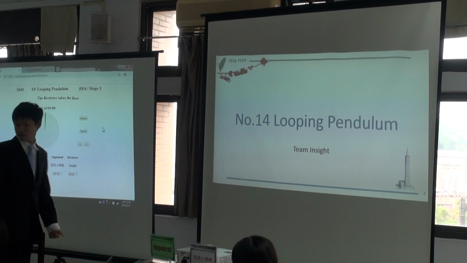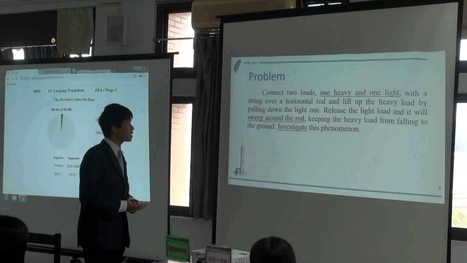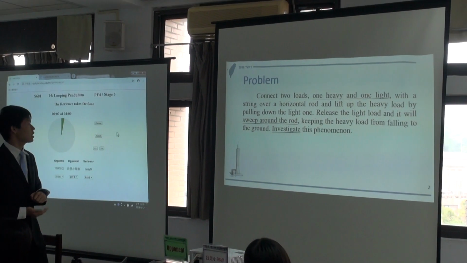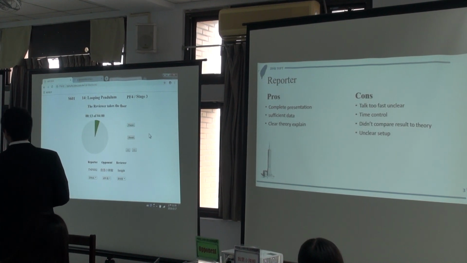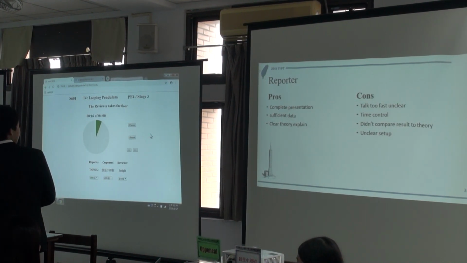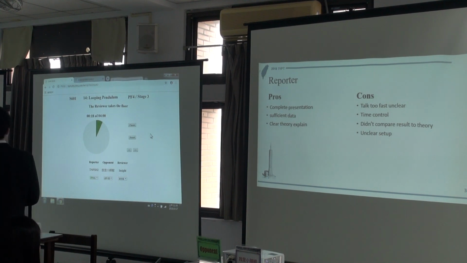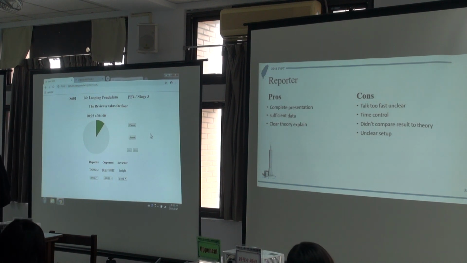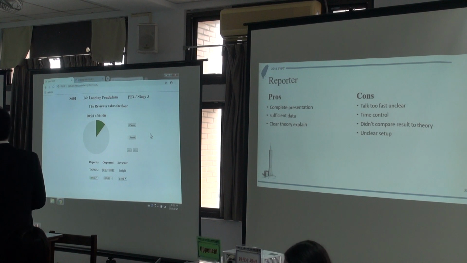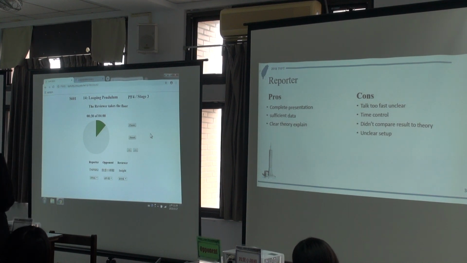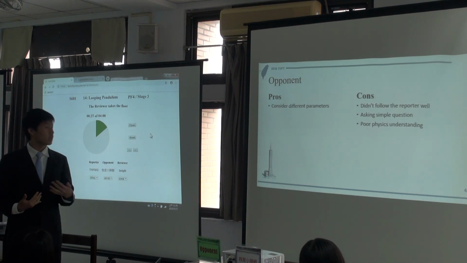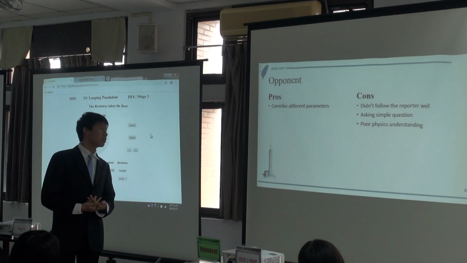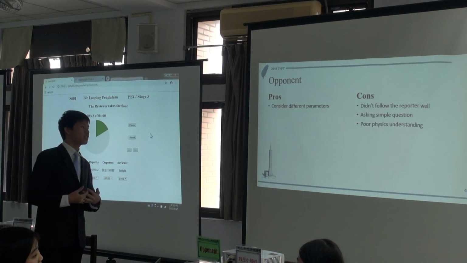So here's the problem statement. I think the point is that we need to connect one heavy and one light object, and we will swing around the rod and investigate the phenomenon. For the reporter, we have a complete presentation and sufficient data, so we can extract the phenomenon. The concept is too fast here, and time control was lacking, and the results were not compared series to series. For the opponent, she considered different parameters but didn't follow the reporter well, and asked some simple questions, showing poor physics understanding.